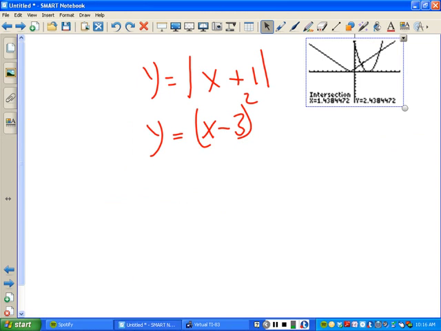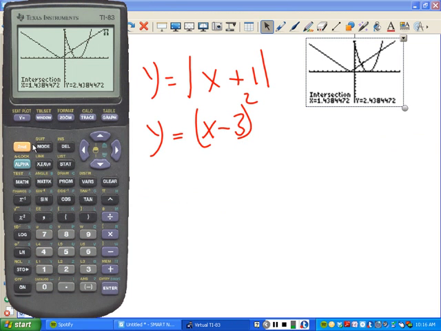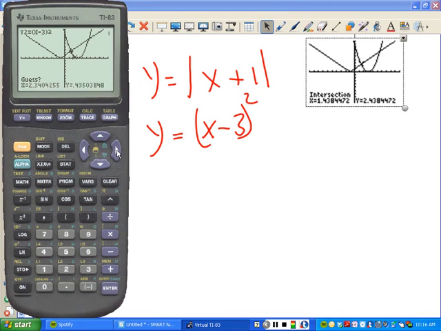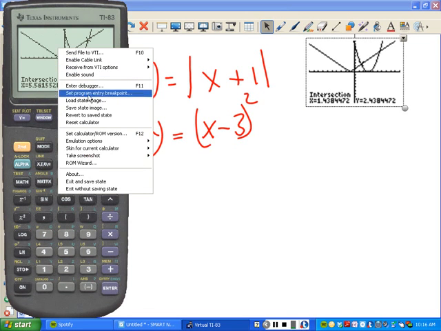And then doing it again, second calc, intersect, first curve, second curve. Don't just hit guess again, you're going to get the same answer. So remember when you do this, first curve, second curve, for your guess, you have to move it around closer to where that other point is. Okay? Move it closer to that other point. And hit enter there, and that should give you your two answers.